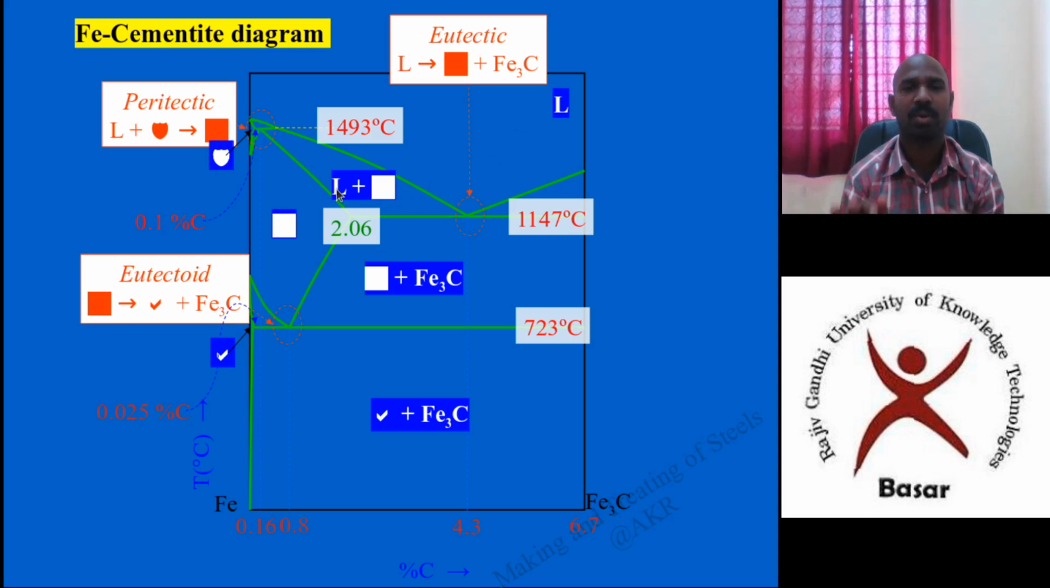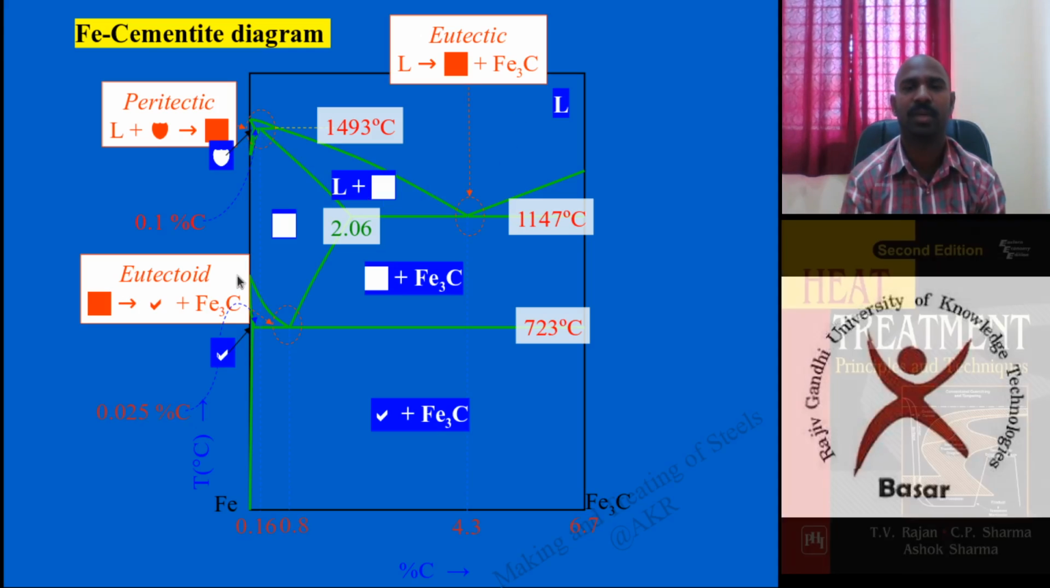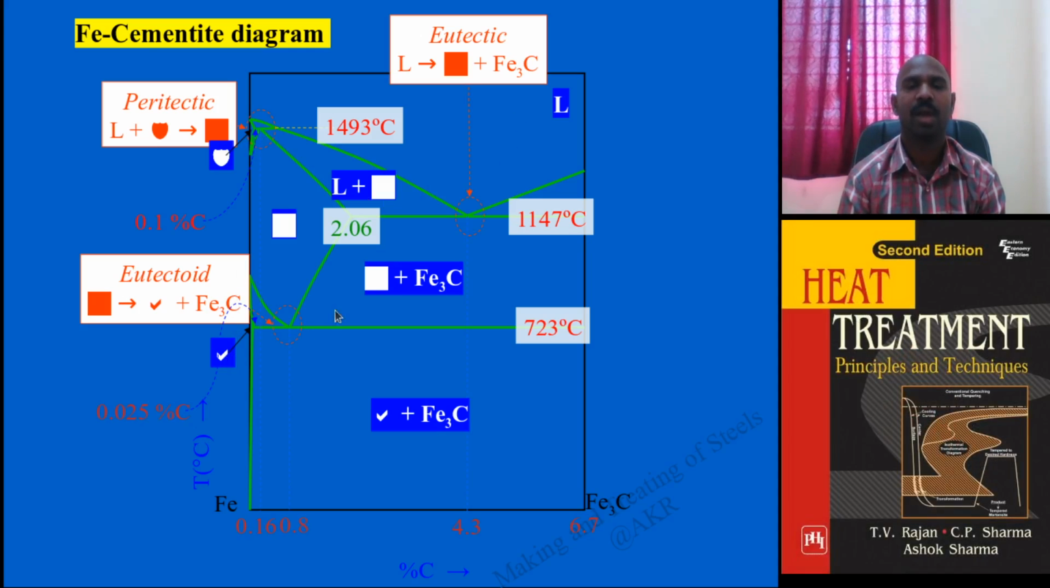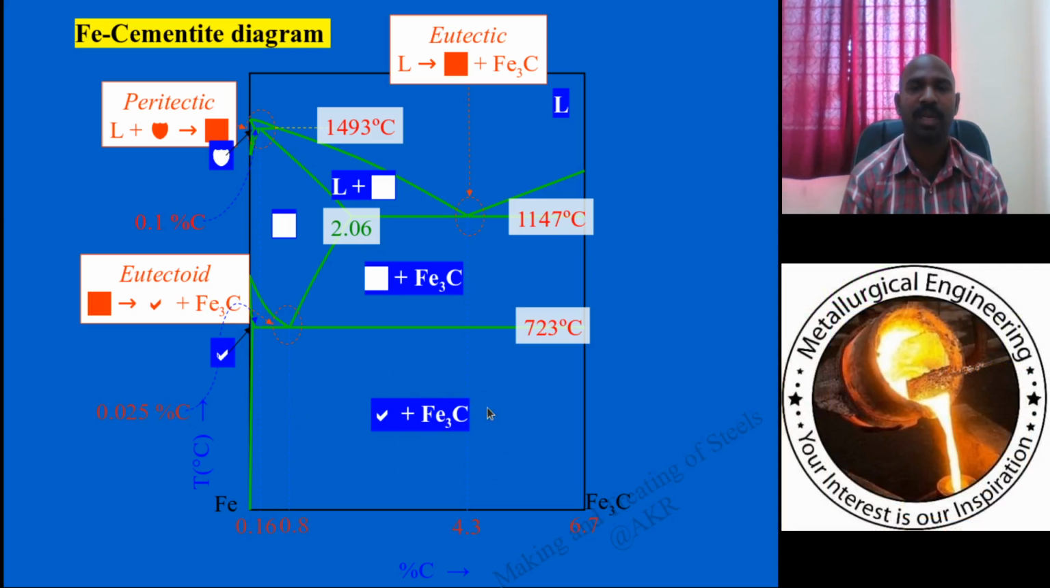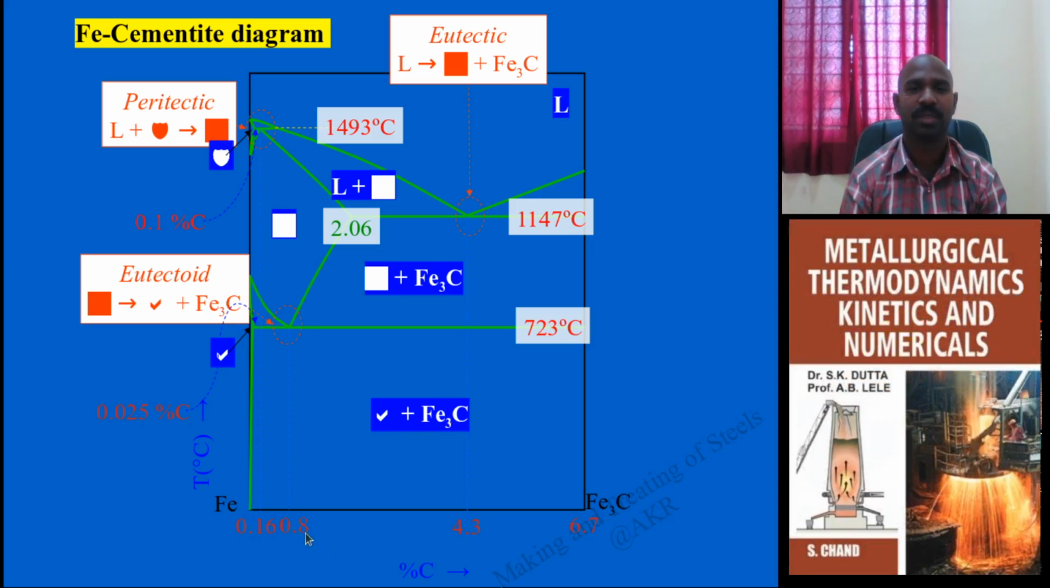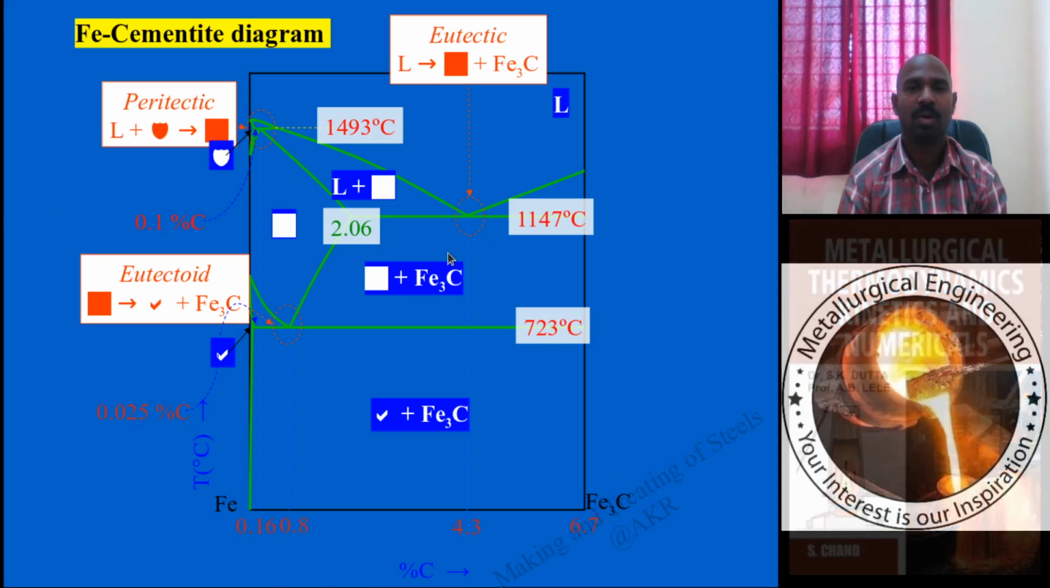This is a combination of, this is the delta region, this is the alpha region, and this is the combination of alpha plus cementite, the pearlite region. This pearlite is the equilibrium pearlite region. The compositions: this is 0.216 carbon, this is 0.8, this is 4.3, this is 6.7 percent of carbon, and these things are known to us.